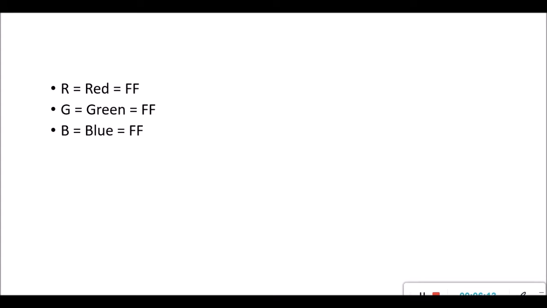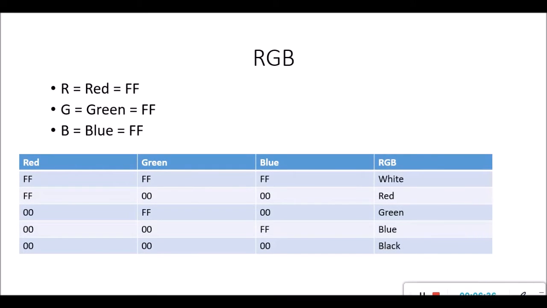One thing you need to know here is something we call RGB. R stands for red, G stands for green, and B stands for blue. Each one represents FF, two letter F's. R means FF, G means FF, and blue means FF. Now, when you have the color, it means you have FF, FF, FF.